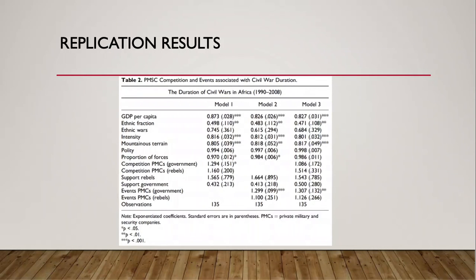Think about the results. I'm just pointing this out here because I haven't spent probably as much time walking through tables and figures and what's important. This chart is interesting because they actually include the control variables on top. GDP, ethnic fractionalization, ethnic war, mountainous terrain, polity, proportion of forces. Those are all controls. The next things to keep in mind are the ones where the comparative between the 2 data sets or amongst the data sets are going to start to occur.